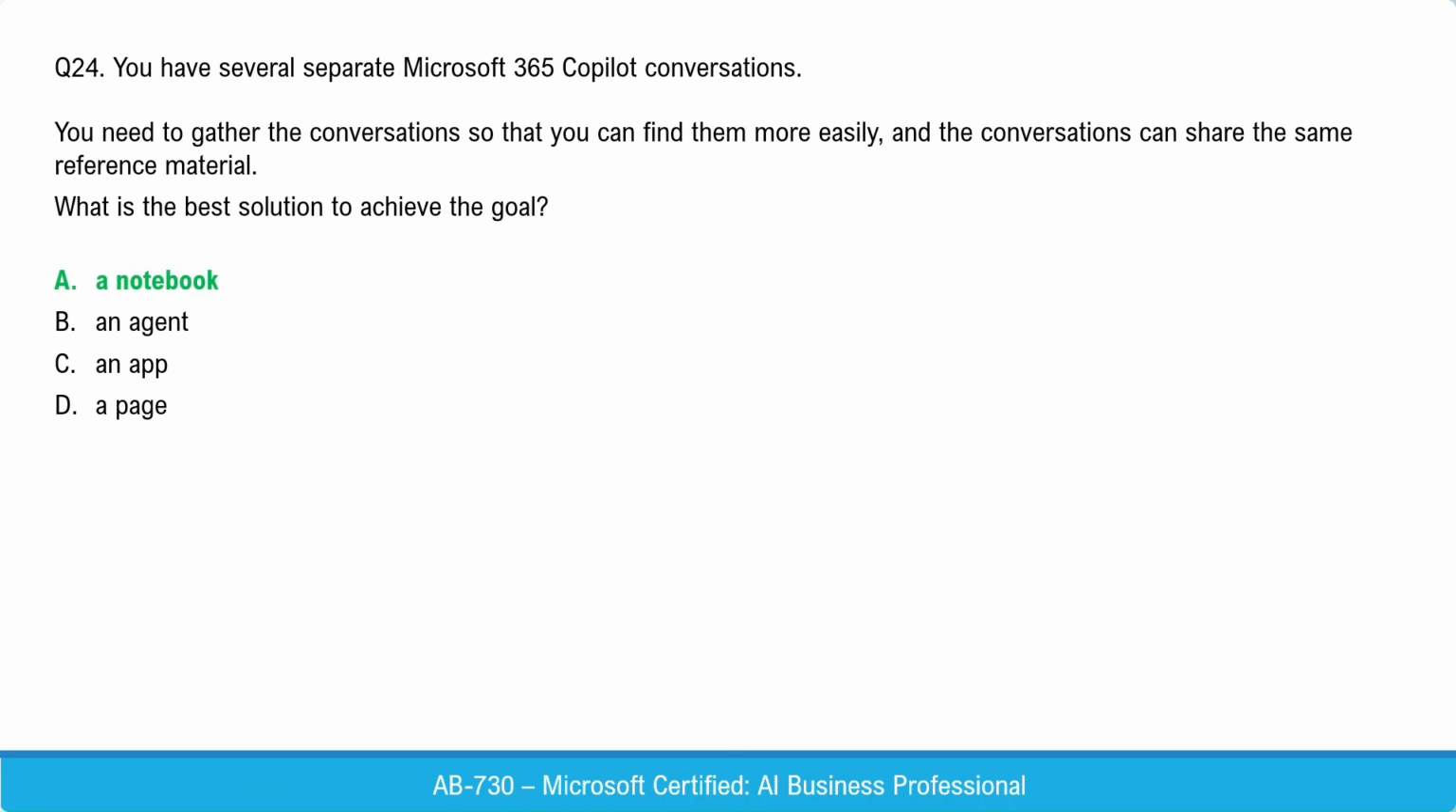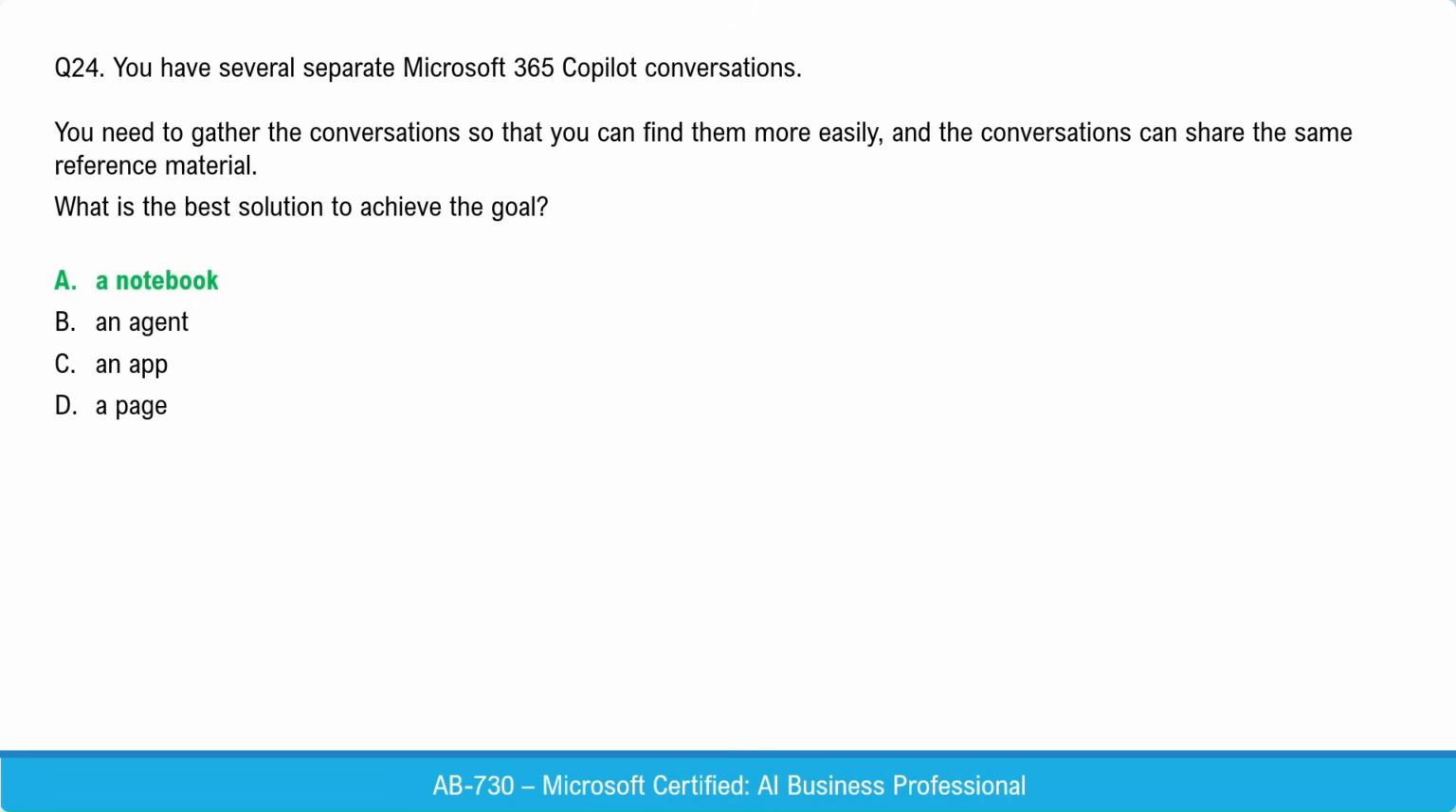Let's see why. First, let us understand the requirement. You have multiple Copilot conversations and you want to organize them in a way that makes them easy to find. At the same time, you want those conversations to share the same reference material. This is exactly what a notebook is designed for. A notebook allows you to group related conversations together in one place. More importantly, it lets you attach shared reference material so all conversations within that notebook can use the same context.